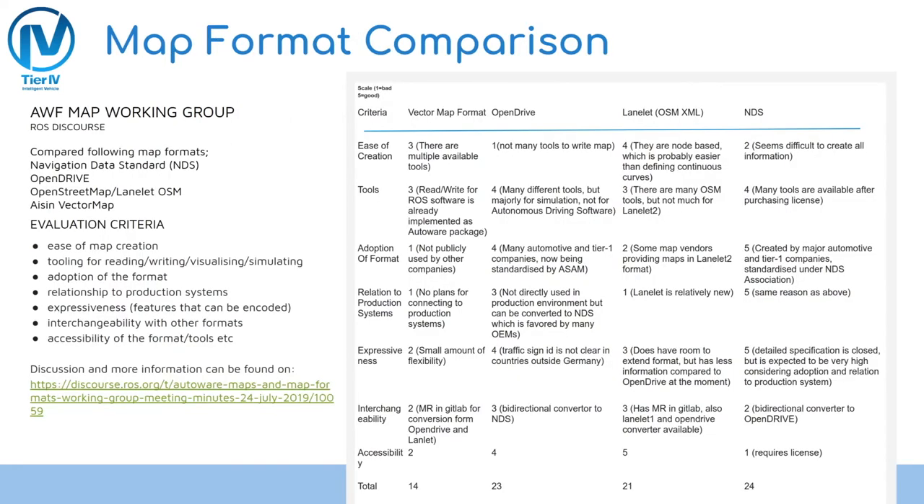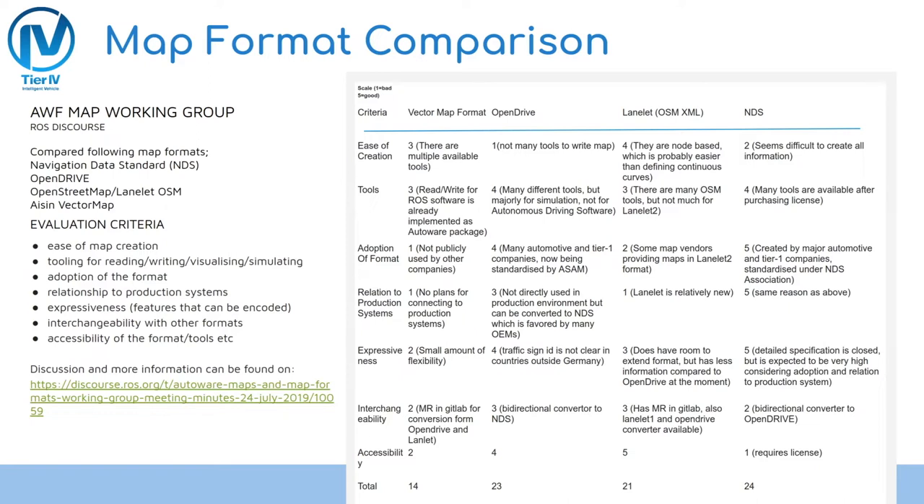In summary to this section on HD map industry standards, we have looked at 3 different map formats, namely NDS, OpenDrive, and Lanelet 2. From the perspective of open source software development for autonomous driving, an open map format definition and a powerful open software framework are important features for an HD map standard.